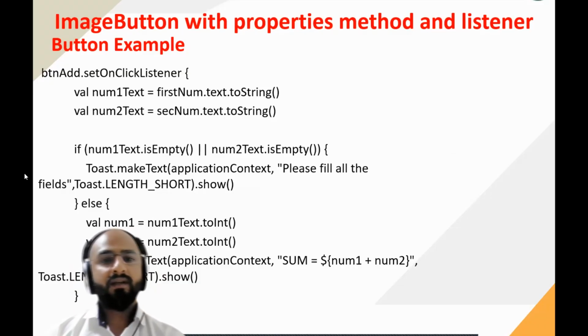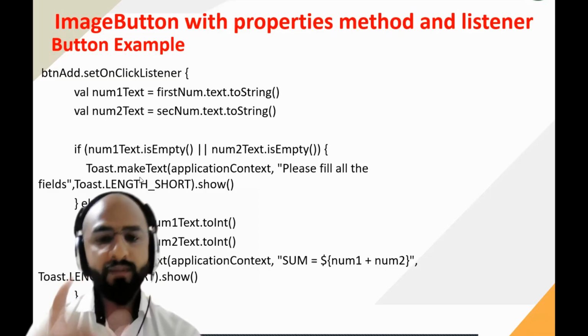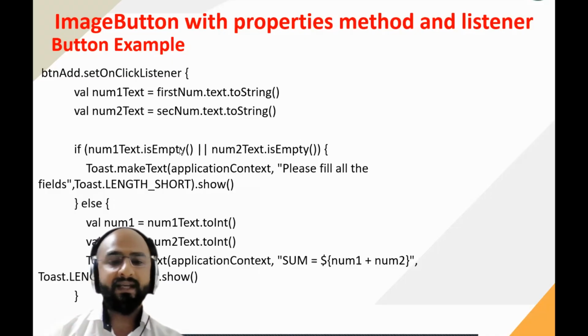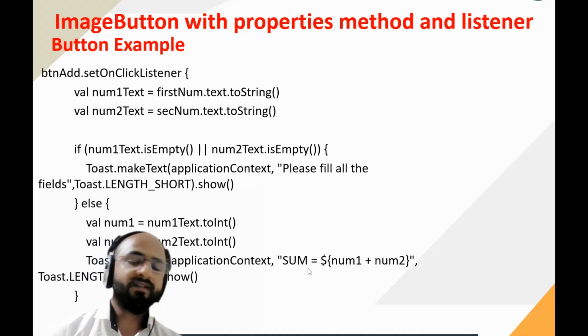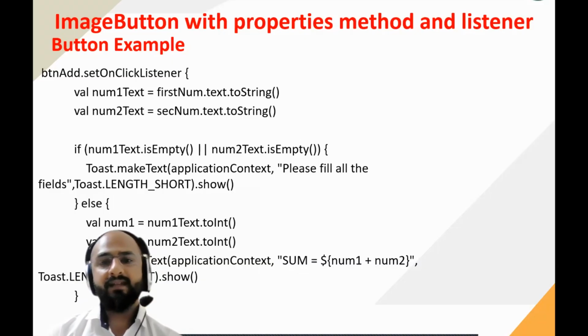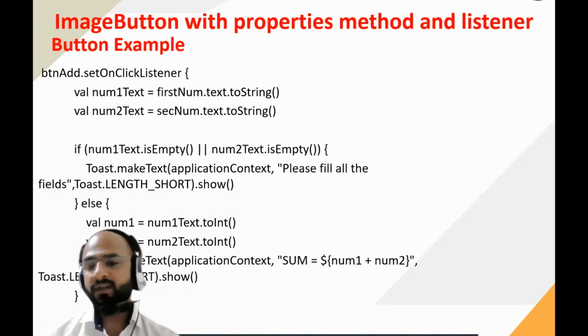I have applied the same logic. I have taken a value from the user, firstNumber.text.toString, secondNumber.text.toString, and now I'm checking the value. If number one is empty or number two is empty, I am just providing a toast message to the user, and if the user has entered both edit texts, then I am just printing the sum of the two values. The logic is the same as the previous example, but the difference is there was a button and here is an image button, with the property of the image button and the listener of the image button.